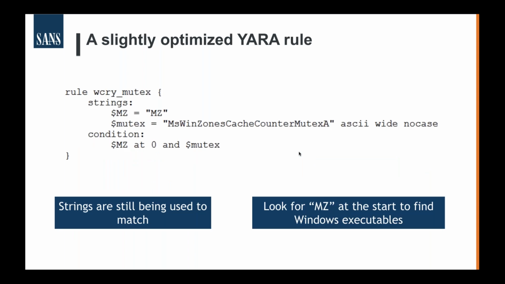If we optimize this very slightly, you'll see that we start adapting it a little bit. Here we can see a new version of this same YARA rule, and we're looking for wcry_mutex, so the same YARA rule again. But now we have two strings.